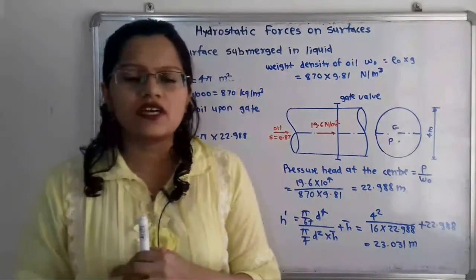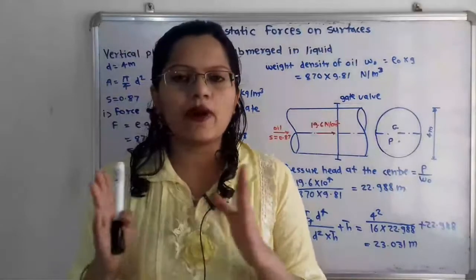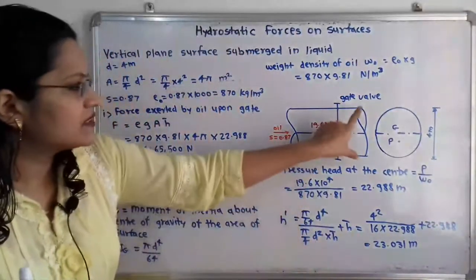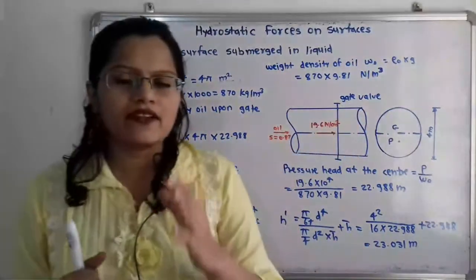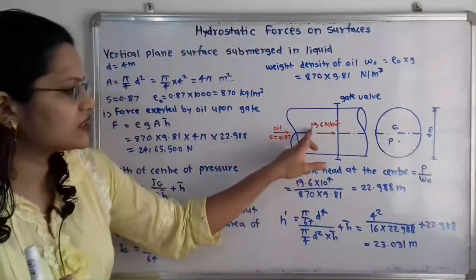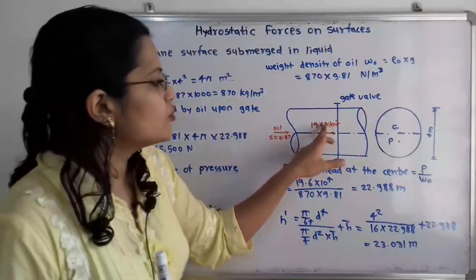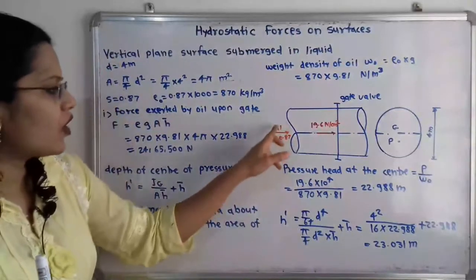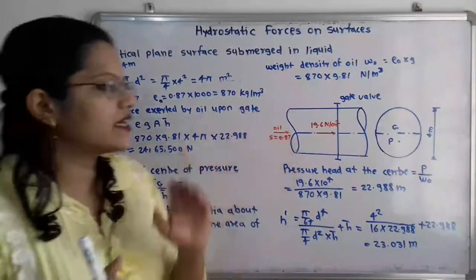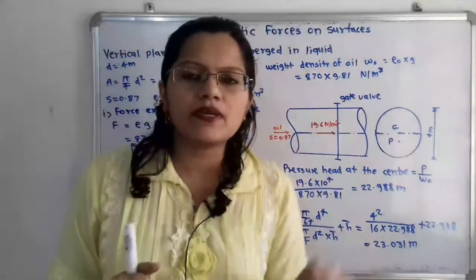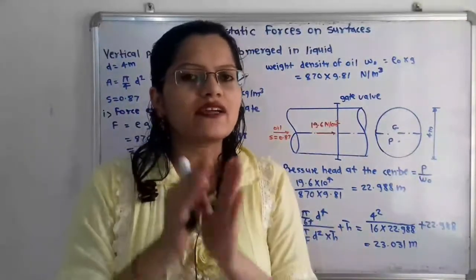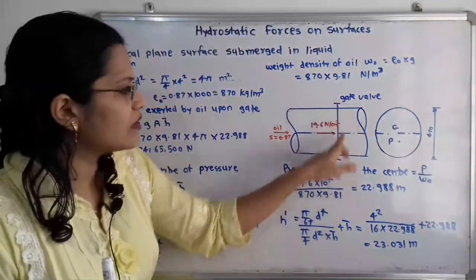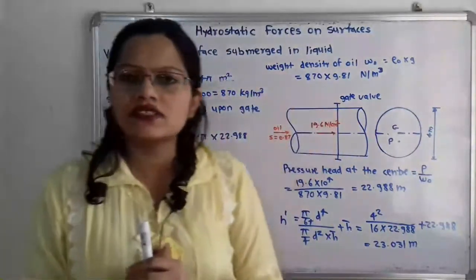Now let us first understand the construction diagram as per the given data. Here the pipe is given, that means this is the cross section of the pipe at whose center the pressure is given as 19.6 Newton per centimeter square, and this pressure is exerted by the oil with specific gravity 0.87. The cross section of the pipe is circular in shape. We have to show this gate valve, so the pressure is exerted on this gate valve.